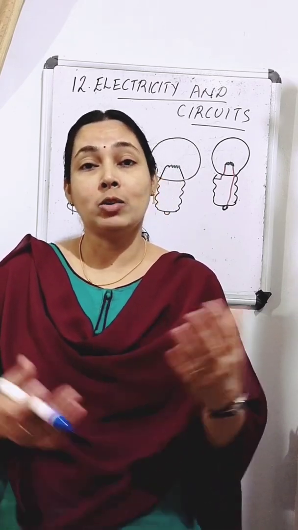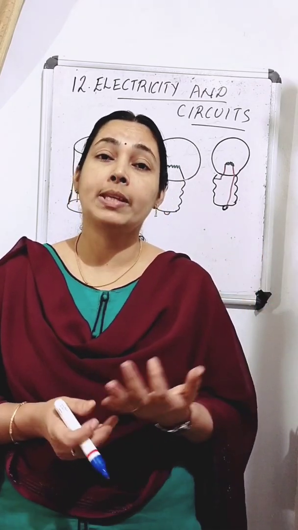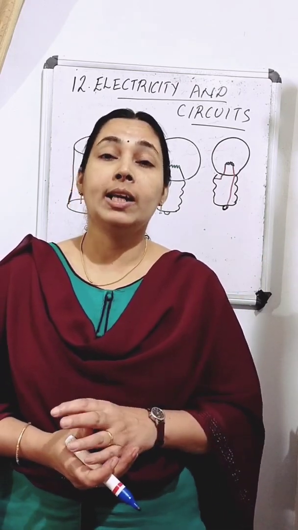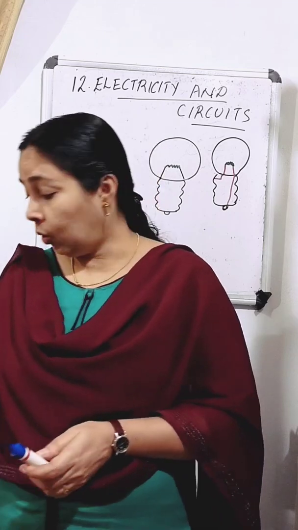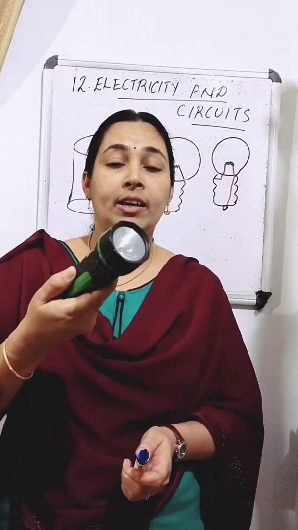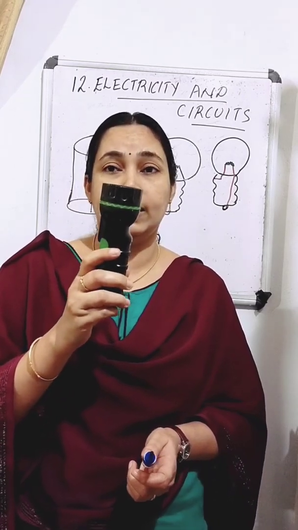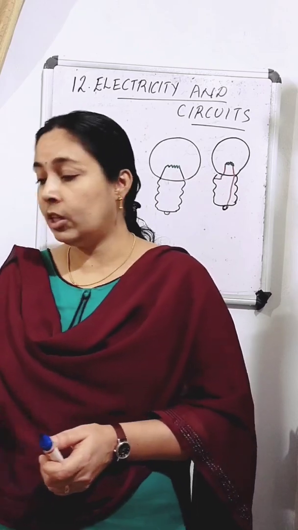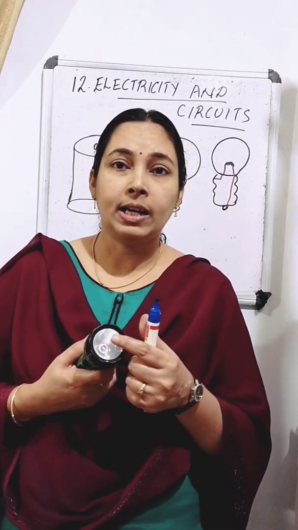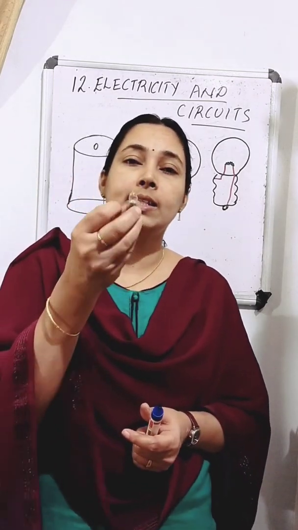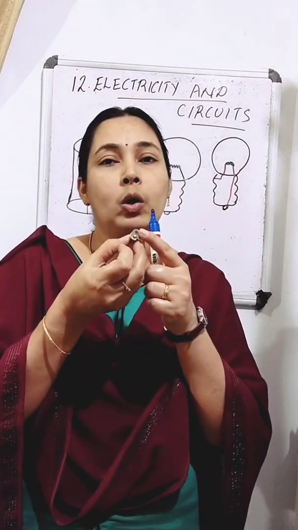But nowadays we have so many other options. Emergency lamps are there, inverter is there. But in olden days, people were using a torch when there was no electricity for getting light. They were using a torch like this. When it is switched on, the bulb inside will glow. There is a bulb like this inside and it will glow.